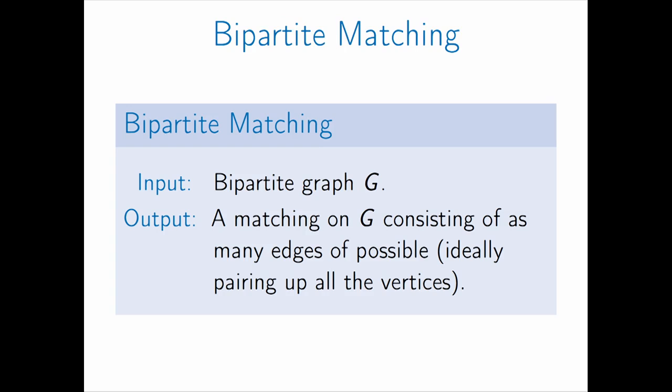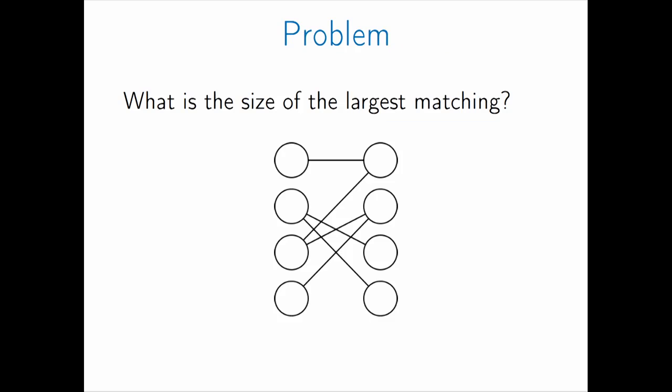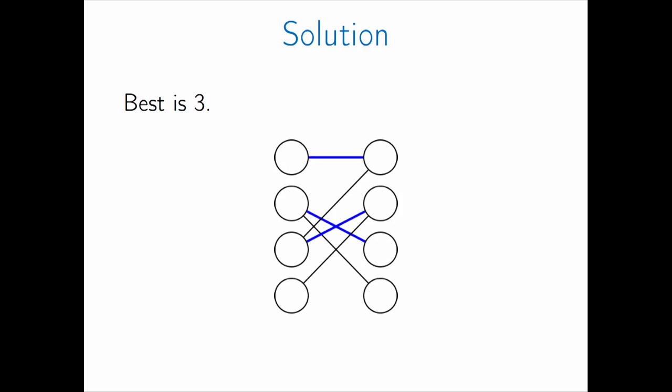Given a bipartite graph G, we'd like to find a matching of G that consists of as many edges as possible, and ideally one that pairs up all of the vertices with each other. Just to be sure that we're on the same page, if I give you the following bipartite graph, what's the size, the number of edges, in the largest possible matching? Well, you have to play around with it for a bit. You can find that you can actually get matchings of size 3 here, and it takes a while, but you should be able to convince yourself that it's not actually possible to get a matching here of size 4.